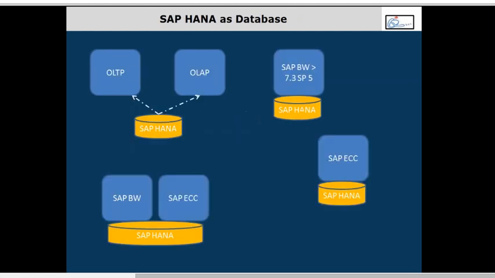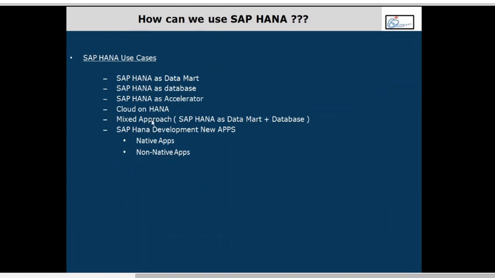And we can also go with HANA on cloud. This can make it more cost effective if you want to reduce the cost of the hardware. So BW you can have on premises, HANA you can have on cloud, and install BW on HANA on cloud also. And you can also have a mixed approach, where HANA is used as a database for BW, and the same HANA is used as a data mart also. And we can also use HANA for developing your native applications and deploying them on the XS engine. Could be any of the use cases you can work on.